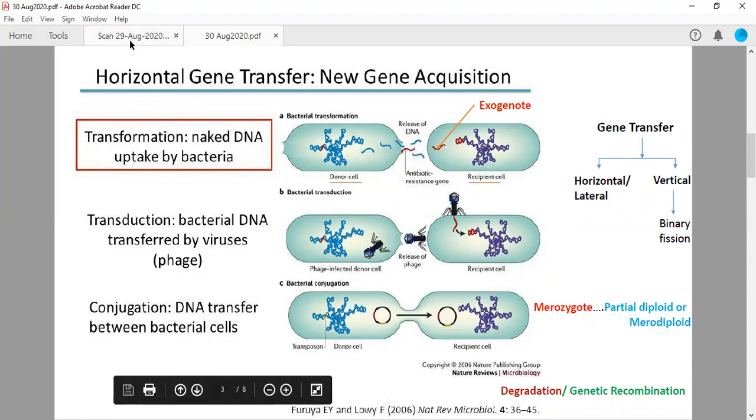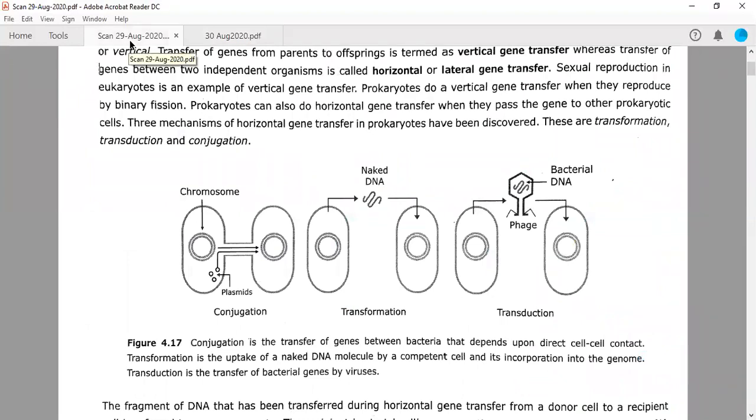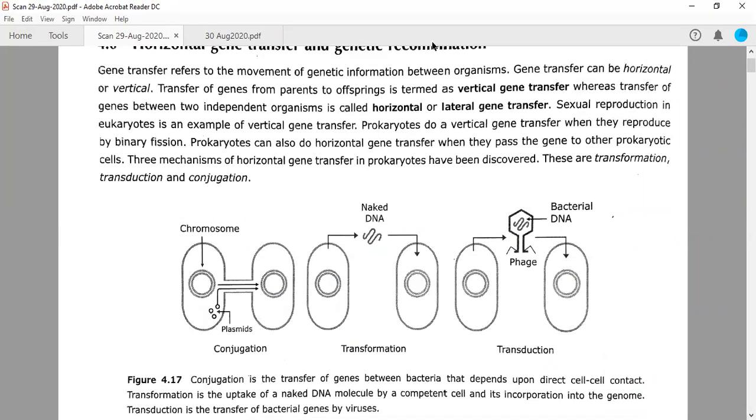So we move to Pathfinder. Everything is written. There are two ways: vertical gene transfer and horizontal gene transfer. Sexual reproduction in eukaryotes is an example of vertical gene transfer, because from parents to offspring, these genes are being transferred. So this is a kind of vertical gene transfer.